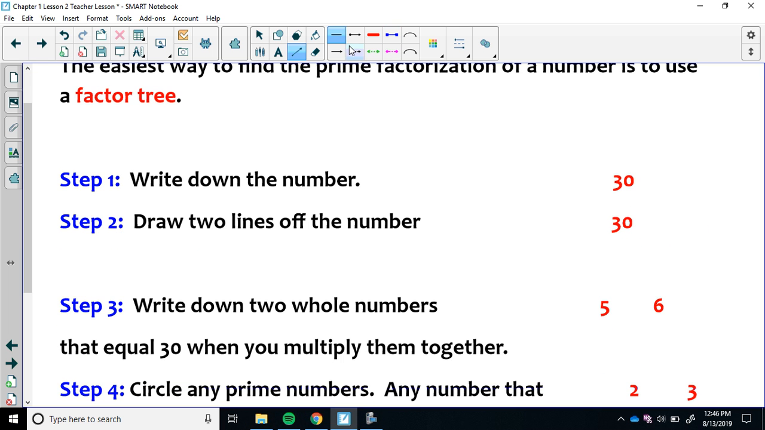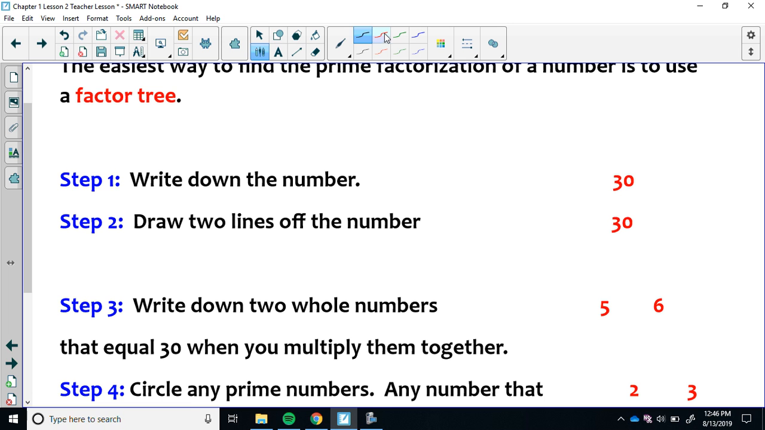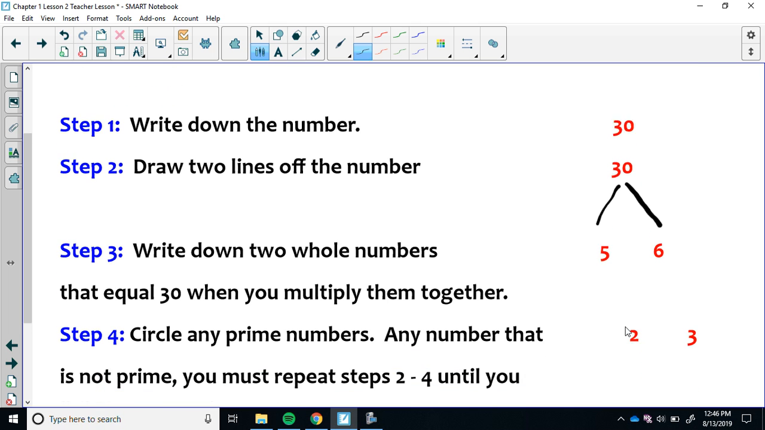And then it's to draw 2 lines because you're going to be using a multiplication problem. So I'm going to draw this and this. And I'm going to think of 2 numbers that when you multiply them together, they give you 30. The 2 numbers that came into my head immediately were 5 and 6. Okay?